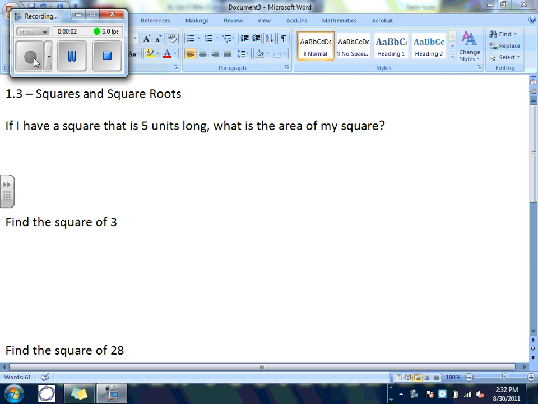Today's lesson is about squares and square roots. All right, and we're going to talk real fast about where squaring a number comes from and where taking a square root comes from. But first of all, I'll start off with squares. If I have a square that is 5 units long, what is the area of my square?